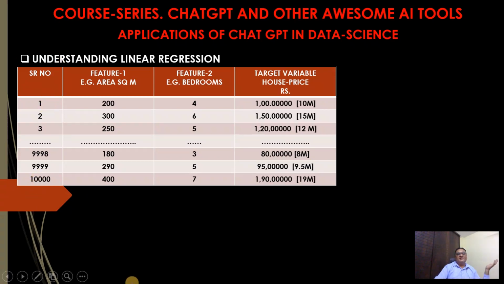So say a 10,001st observation is given. At that time, some area is given, some number of bedrooms are given, and you are asked to predict the price. If you have adequately satisfied yourself that your regression model has good accuracy, then you can rely on it for prediction. So this is what regression is. Now we want to use ChatGPT for such a regression task.